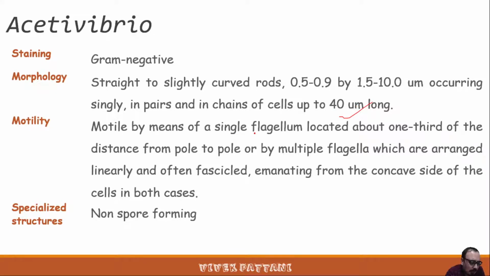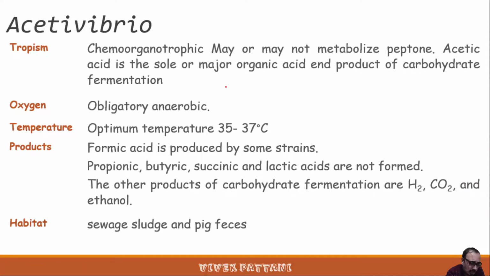They are motile by means of a single polar flagellum, which is located about 1/3 of the distance from pole to pole, or by multiple flagella, which are arranged linearly and often fasciculated, emanating from the concave side of the cells in both cases. There are no specialized structures, and they are non-spore formers. They are chemoorganotrophs and may or may not metabolize peptone.